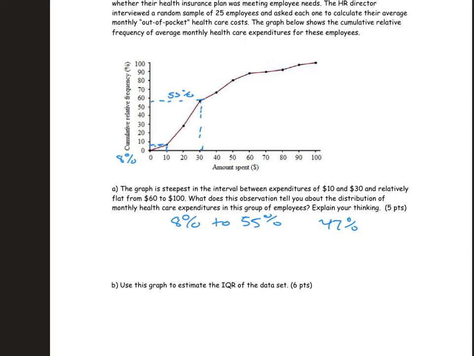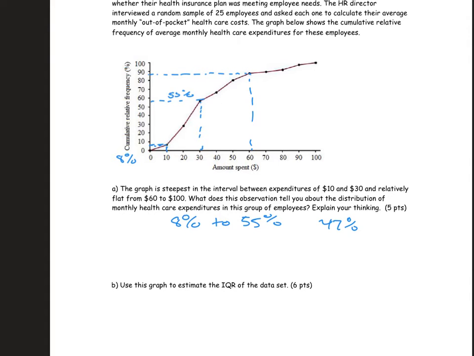But then it's relatively flat from 60 to 100. So at 60, if I go across, it looks like 88. So it looks like only 12% of the data is between 60 and 100. So the data is much more concentrated to the left here. Given it's much more concentrated to the left, and for the values going from 60 to 100 there are much fewer data values, it would suggest this graph is skewed to the right.